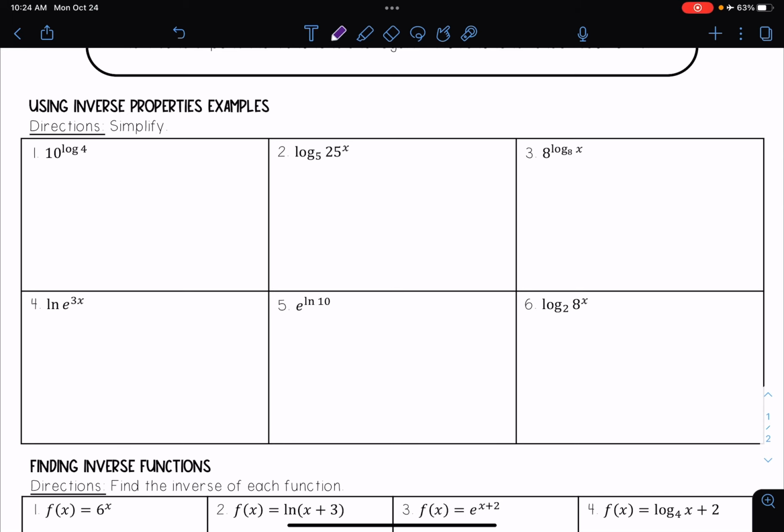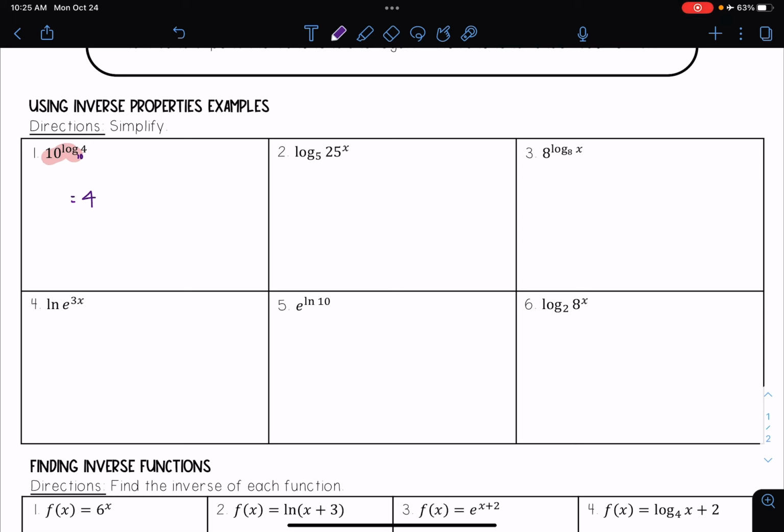Okay, so for each of these, I want to simplify. Number one, I have 10 raised to the log of 4. Here, we have to remember what base it is when it's just written as log. There's really an invisible base 10 right here. So since I have the same base, 10 raised to the log base 10, that cancels each other out, and this just becomes 4.